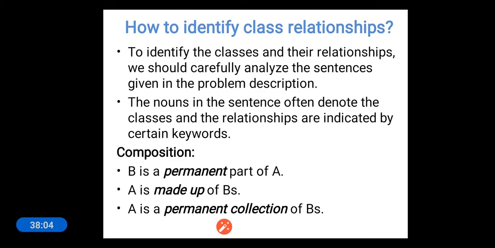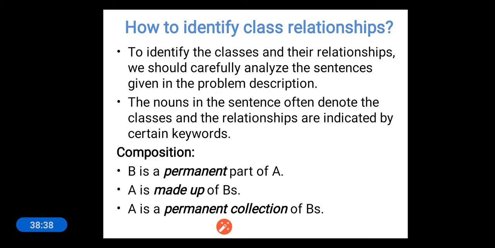Next, we have now seen different classes and class relationships among those classes. Then how do we identify what kind of relationship exists between these classes? In order to identify the classes and their relationships, first we should analyze the sentences given in the problem description, that is the sentences given in the SRS document, and then identify the nouns in the sentences. These nouns often denote the classes, and the relationships are indicated by certain keywords.